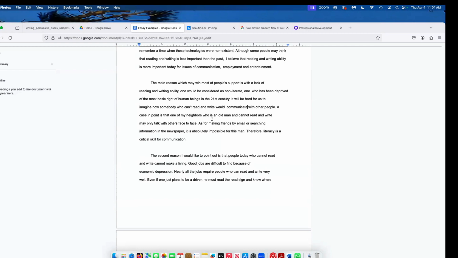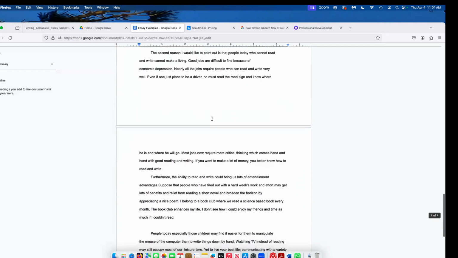The second body paragraph. The second reason I would like to point out is that people today who cannot read and write cannot make a good living. Good jobs are difficult to find because of economic depression. Nearly all the jobs require people who can read and write very well.